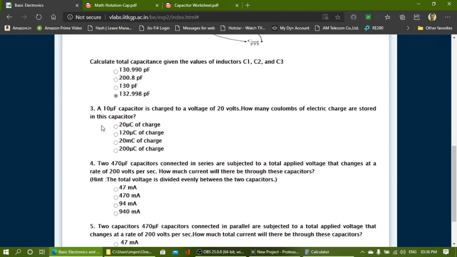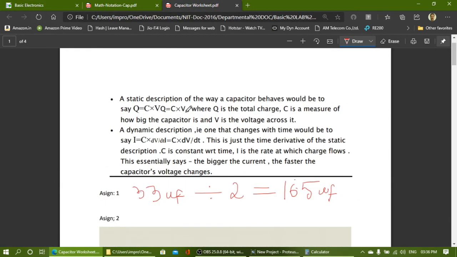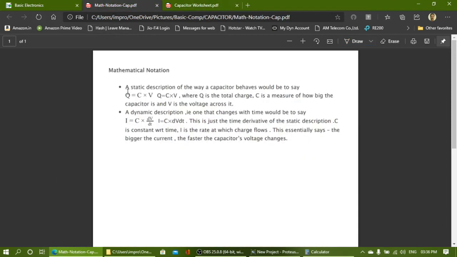Now question number 3, where a 10 microfarad capacitor is charged to a voltage of 20 volts, how many coulombs of electric charge are stored in this capacitor? You have been given a 10 microfarad capacitor, charged with a voltage potential of 20 volts. So here you will need to apply this equation: Q is equal to C into V. C is your capacitance value.